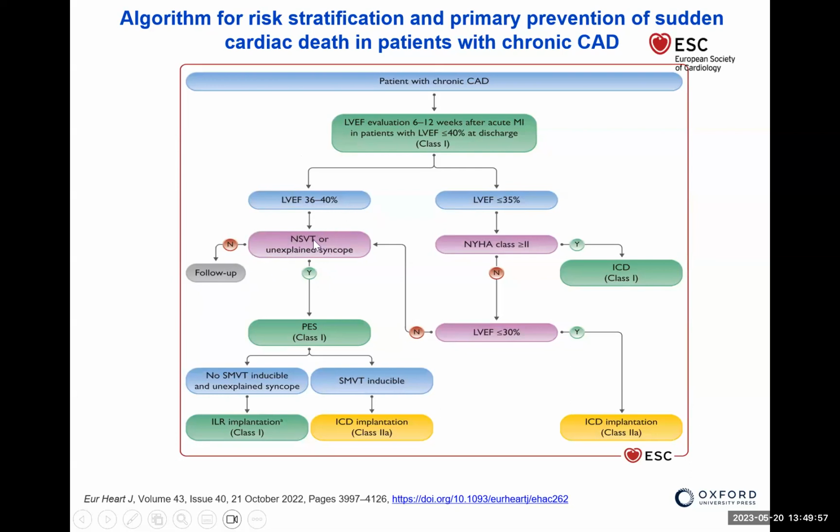If they have non-sustained VT or unexplained syncope, then we may go for programmed electrical stimulation. If sustained monomorphic VT is induced, then ICD is indicated. It's 2A. If no sustained monomorphic VT and/or unexplained syncope, then we may go for ILR implantation. Actually, there's more and more use of implantable loop recorder implantation nowadays in syncope and in arrhythmias in general.